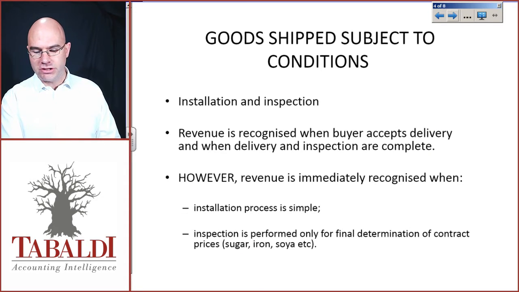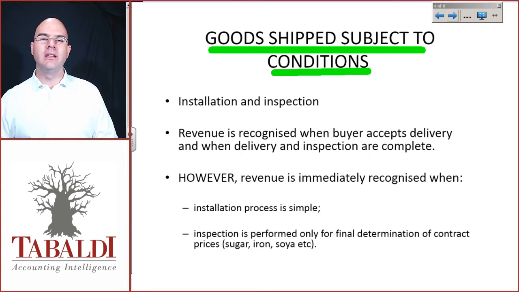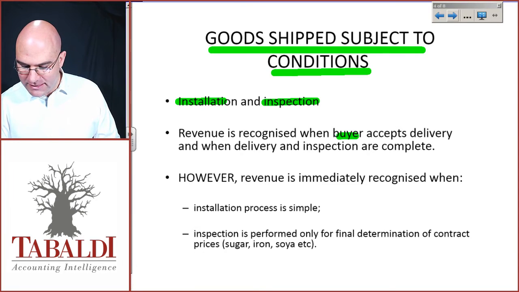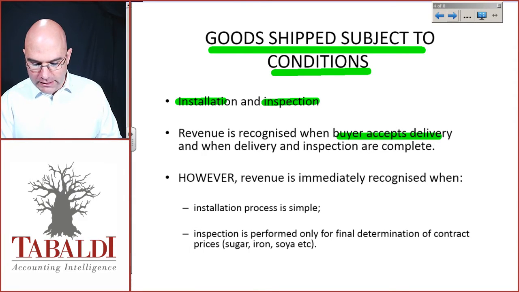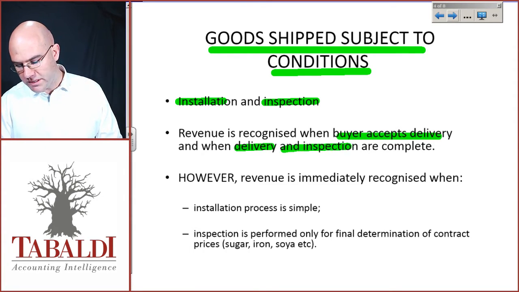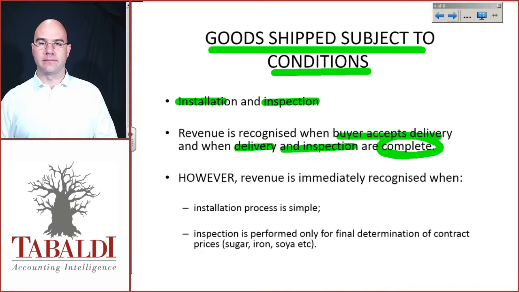Okay, next up, goods shipped subject to conditions. Now this can relate to a huge array of actual revenue transactions. Here we're going to focus more on installation and inspection that is attached to a sale. So revenue is recognized when the buyer accepts delivery and when delivery and or inspection are complete. Okay. However, revenue may be recognized earlier, i.e.